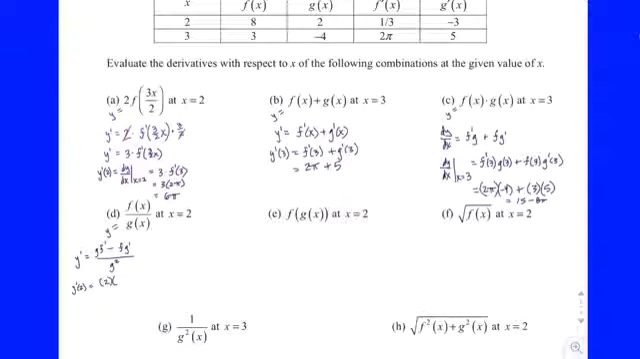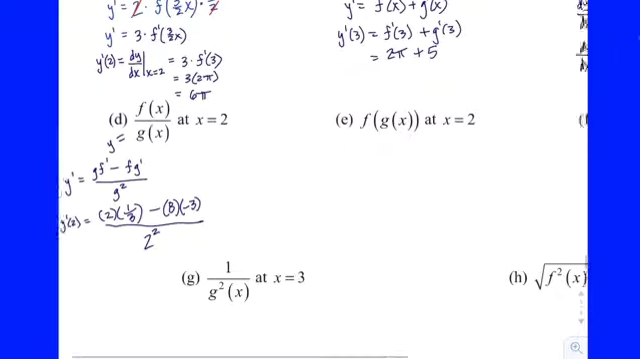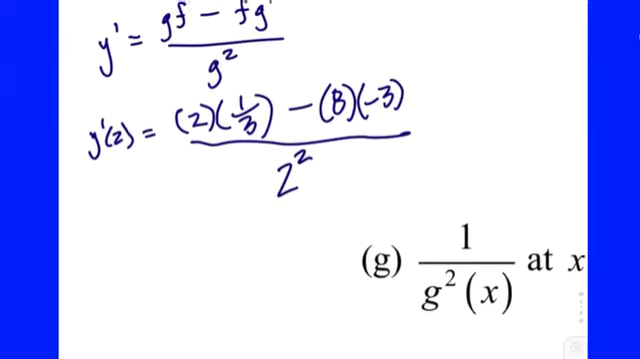F prime of 2 is a third, minus f of 2 is 8, and then g prime of 2 is negative 3. And then g of 2 is 2, and instead of squaring it, I'm going to write it as 2 squared. So this indicates your method.